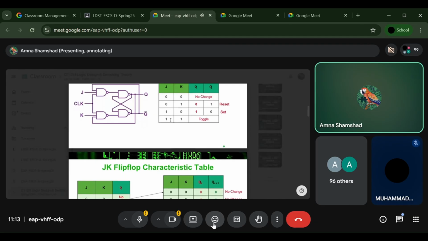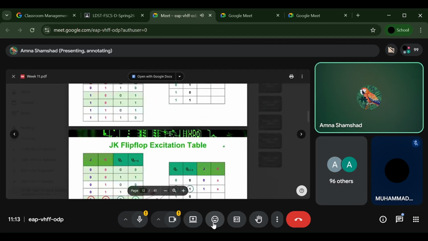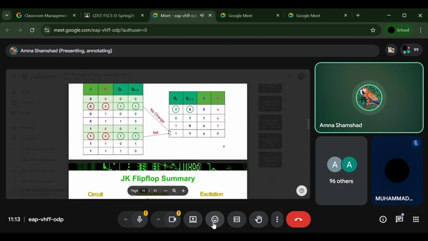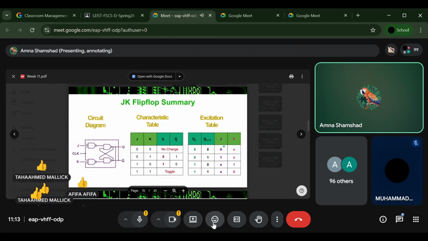Now JK, we have already done, but let's check quickly the summary of JK flip-flop. What is the summary of JK flip-flop? Yes, class, are you all with me? Done with the JK, done with the SR. You have checked the SR flip-flop.